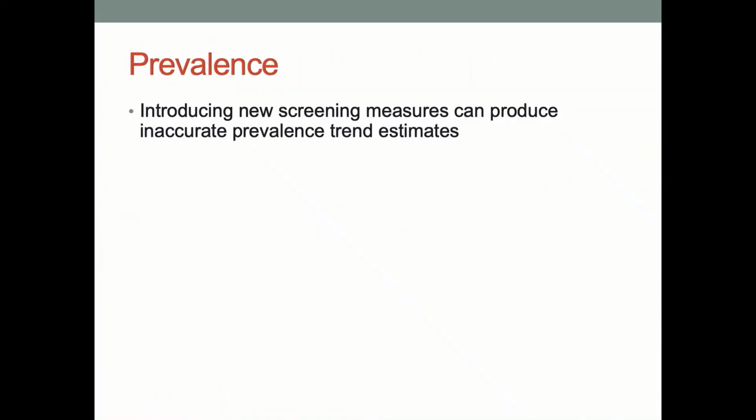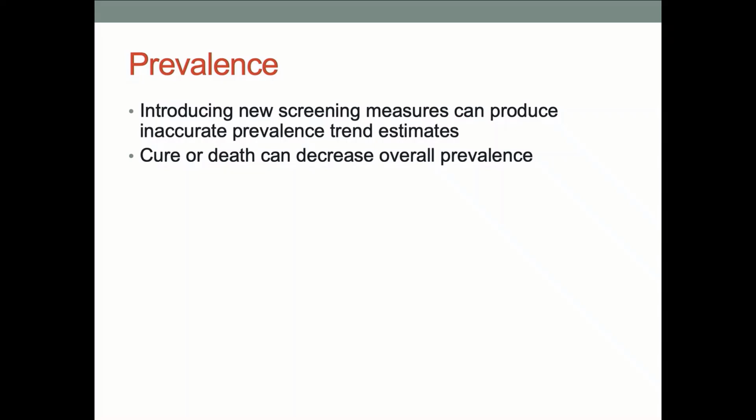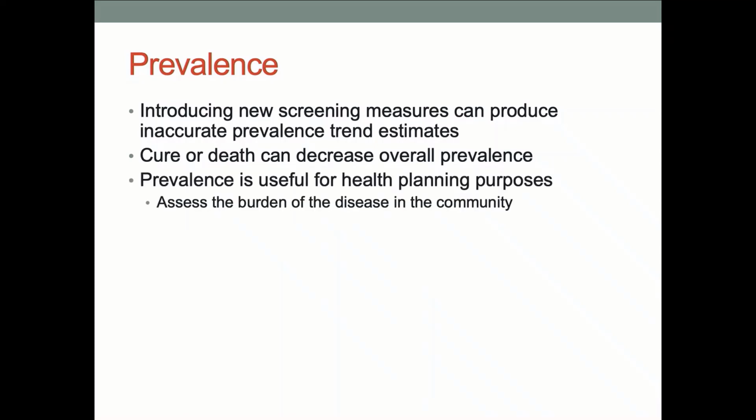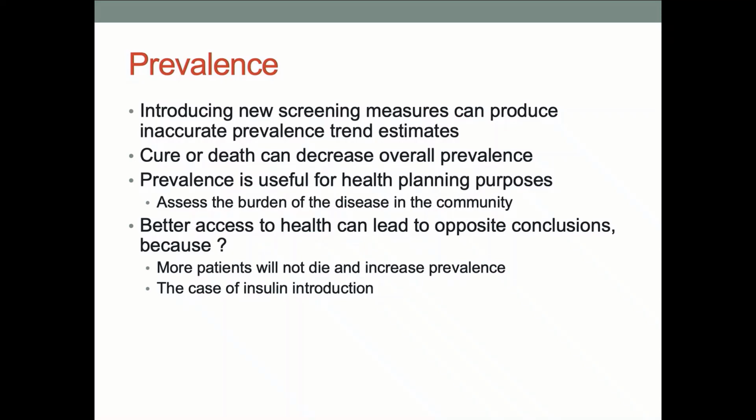Introducing new screening measures can produce inaccurate prevalence trend estimates. Cure or death can decrease overall prevalence. If we have a new treatment, then suddenly we have fewer cases, so the prevalence changes. Or if a lot of people are dying, then we have lower prevalence because they're no longer there, they're dead, if we're looking at a disease prevalence. Prevalence is useful for health planning. It assesses the burden of the disease.